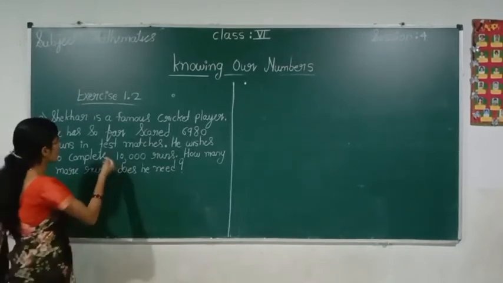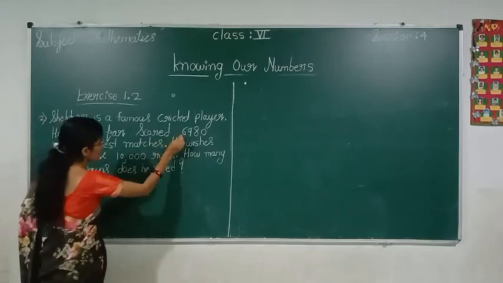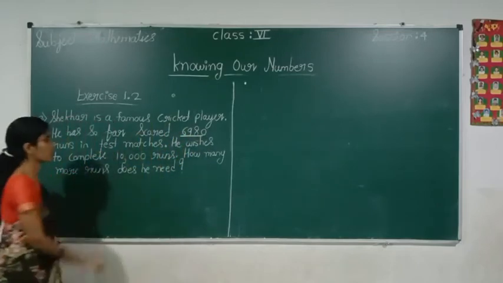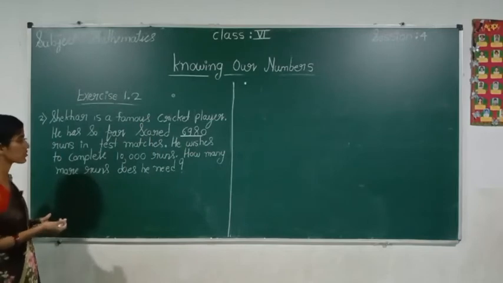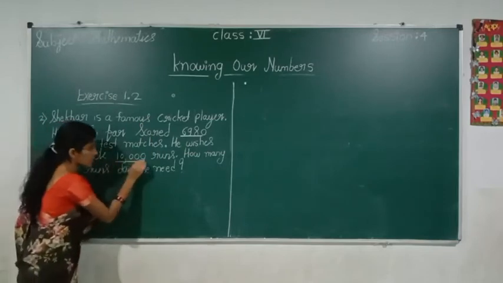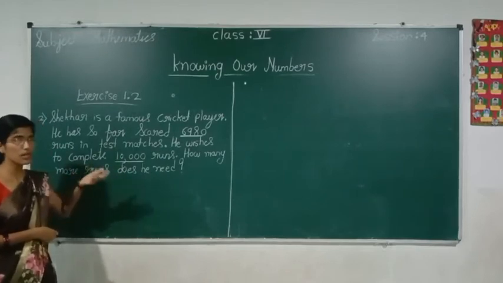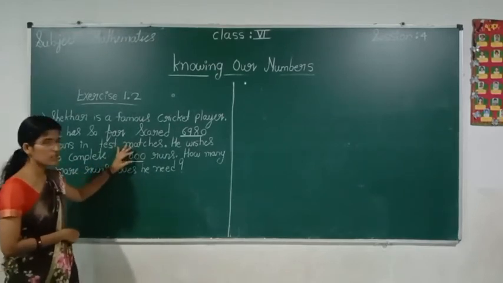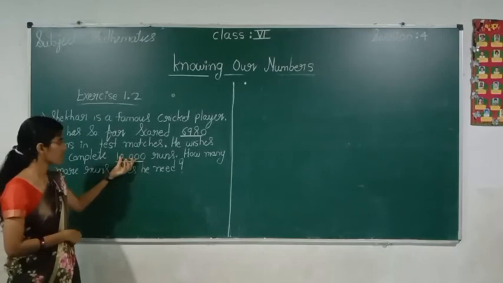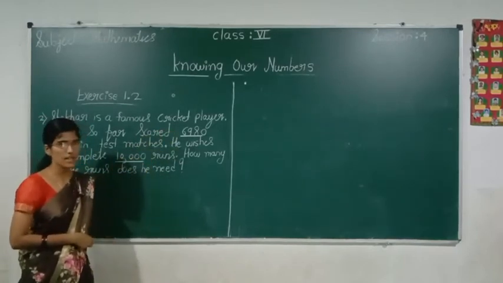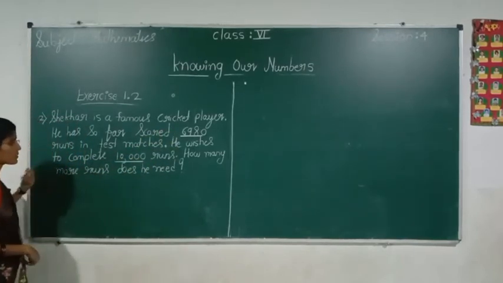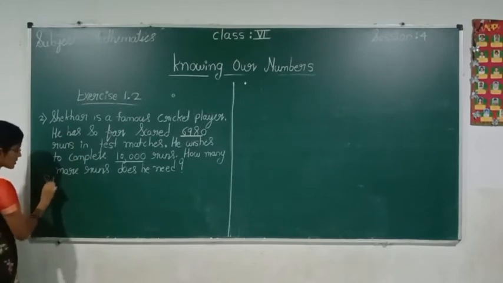See here, Shekhar has scored this many runs in test matches, but he wishes to complete 10,000 runs. How many more runs does he need? What will we do? We will do the subtraction, yes or no? 10,000 minus 6,980. We will find out how many more he wants. Solution.